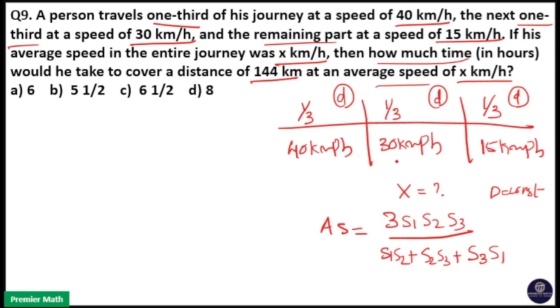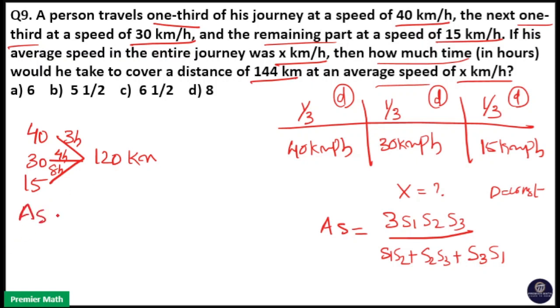That is, take the LCM of the 3 different speeds: 40, 30 and 15. The LCM of 40, 30 and 15 is 120. So I will take 1/3 distance as 120 km. Then the time taken to cover 120 km at 40 km per hour is 120 by 40, that is 3 hours. Time for 120 km at 30 km per hour is 120 by 30, which is 4 hours. Time taken to cover 120 km at 15 km per hour is 120 by 15, which is 8 hours.